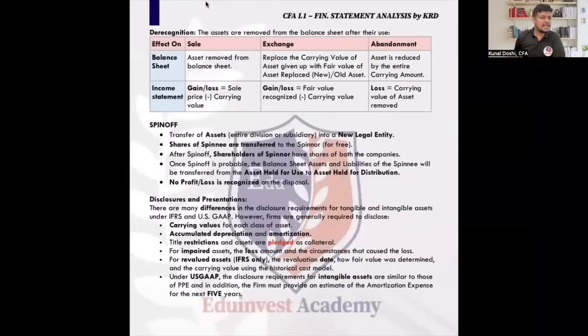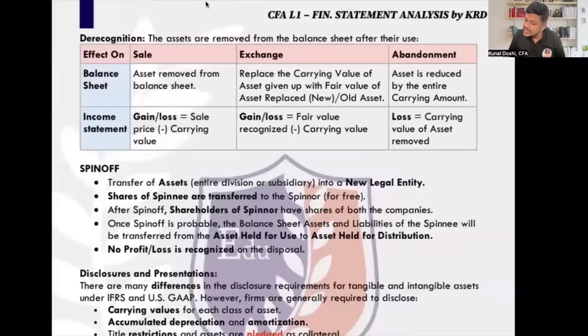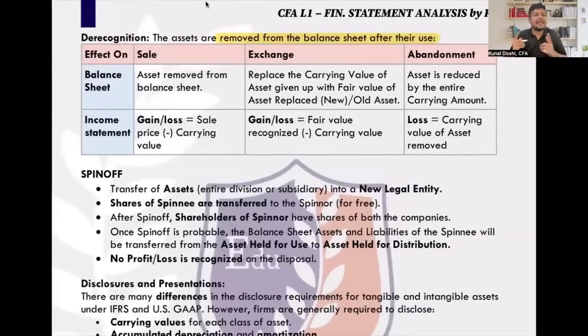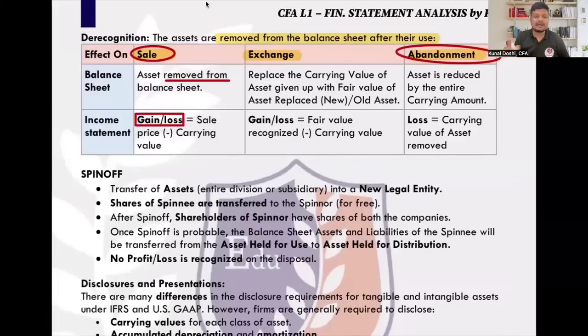Right. Finally, when you are done with the asset, you want to get rid of the asset. So you derecognize. Derecognize means you remove the asset from the balance sheet. There are three ways to derecognize: either you sell it off, exchange, or abandon. Now focus here on sale and abandon. They both are similar. You know why? Suppose there is an old asset which you're planning to sell off, or let's say you sold it. What is the balance sheet effect? You remove the asset from the balance sheet and you compare the carrying value with the selling price. The difference can be recognized as a gain or loss in the income statement.